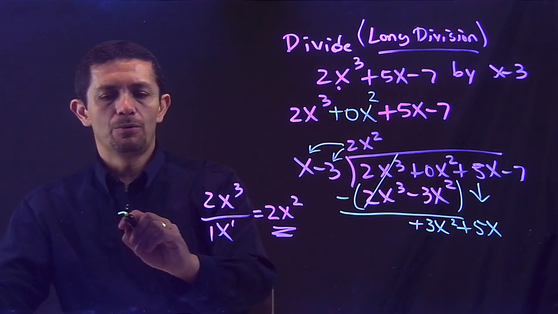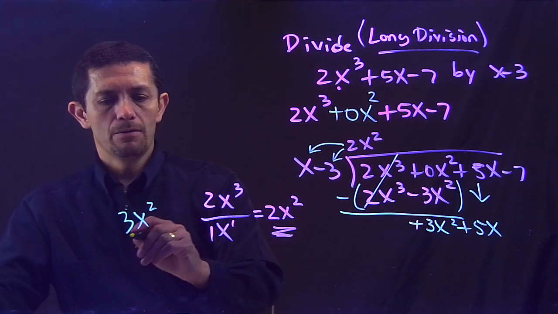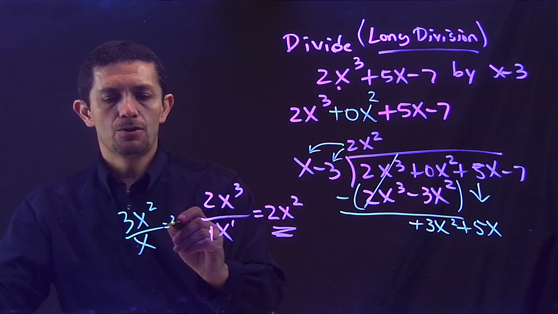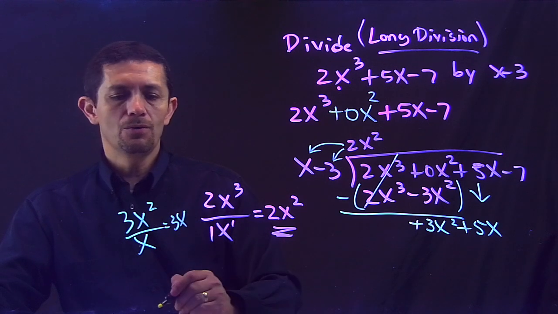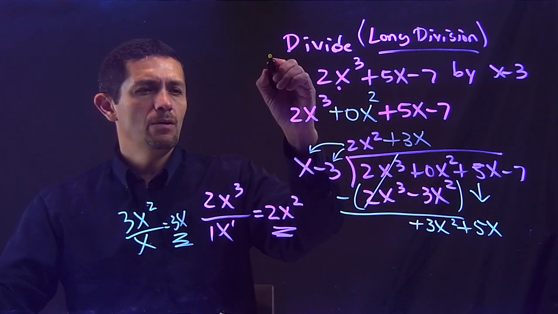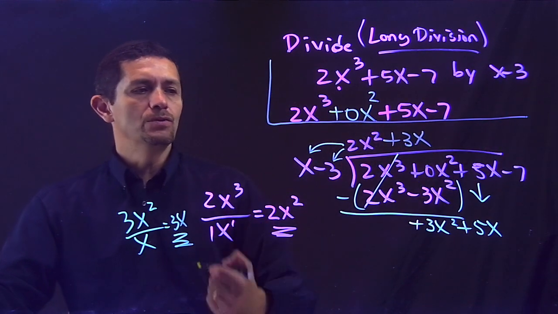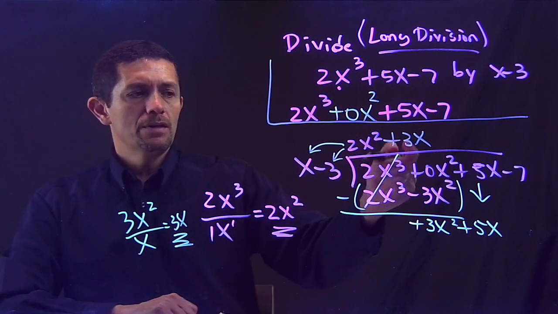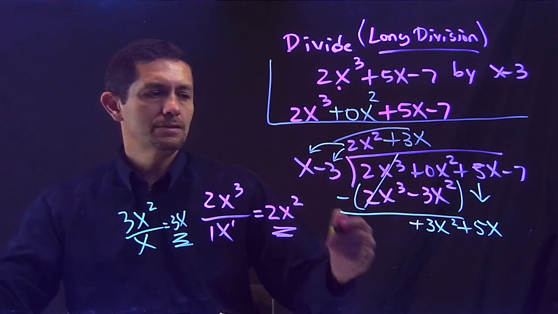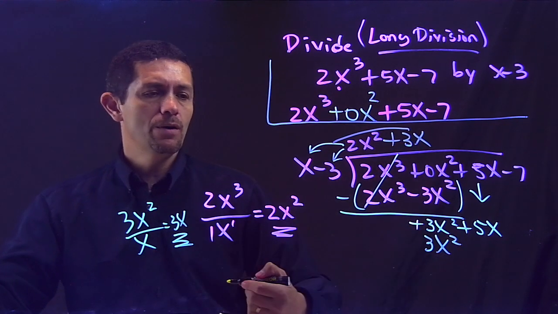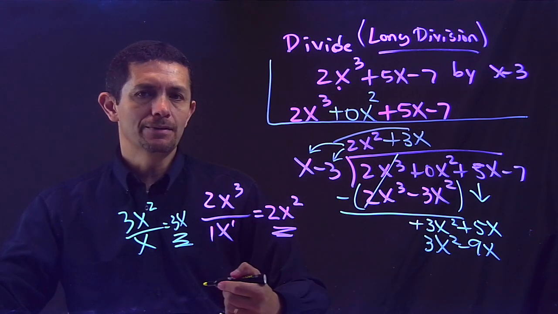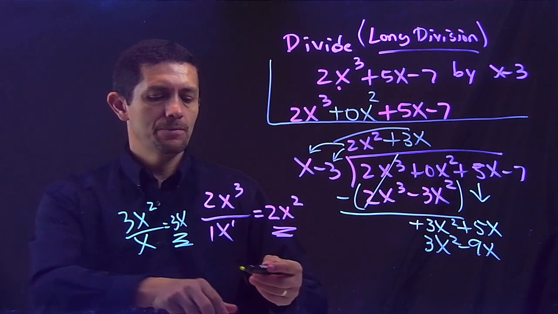First term, 3x squared divided by the first term, which is x. 3 divided by 1 is 3. X squared divided by x is going to give you x. So that goes on top, 3x. Let me put a line here so we're not getting confused. Once I have my 3x, I multiply back the same thing that I did with the 2x. 3x times x, 3x squared. 3x times negative 3, minus 9x. Same as here.